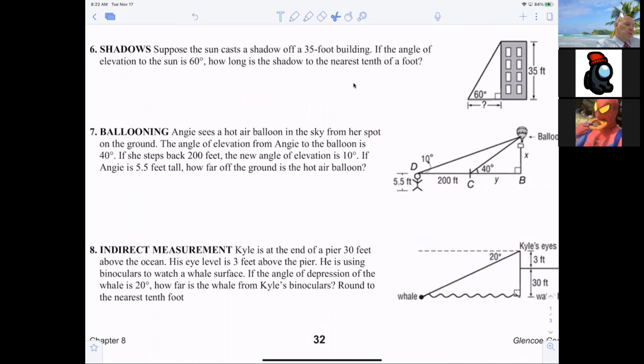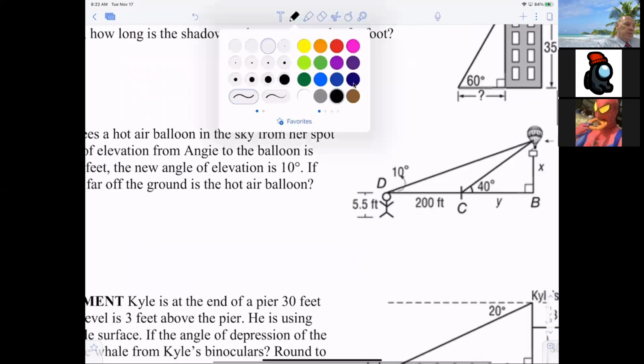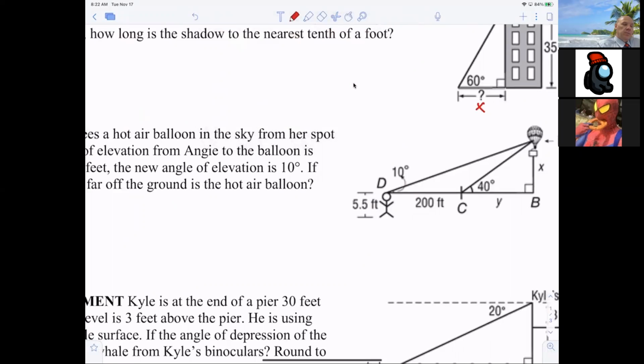It says, suppose the sun casts a shadow off a 35-foot building. If the angle of elevation to the sun is 60, how long is the shadow? So again, we're looking for this shadow right here, so we can call that X, right?